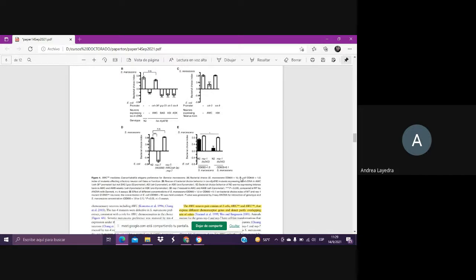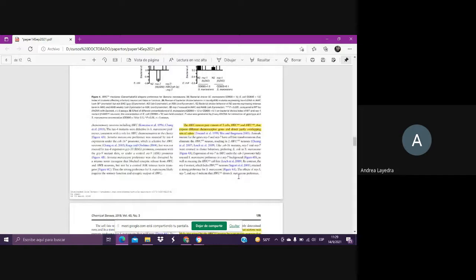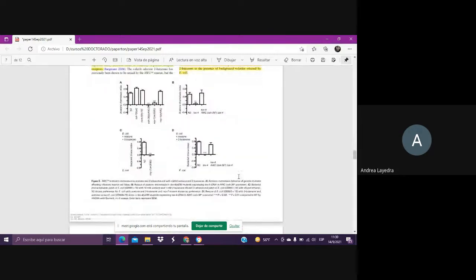They found that acetone was likely also sensed by the AWC neuron, because genetic mutants that affect these functions fail to show chemotaxis towards acetone. These results indicate that the AWC neuron drives preference for acetone and 2-butanone in the presence of background volatiles released by E. coli.